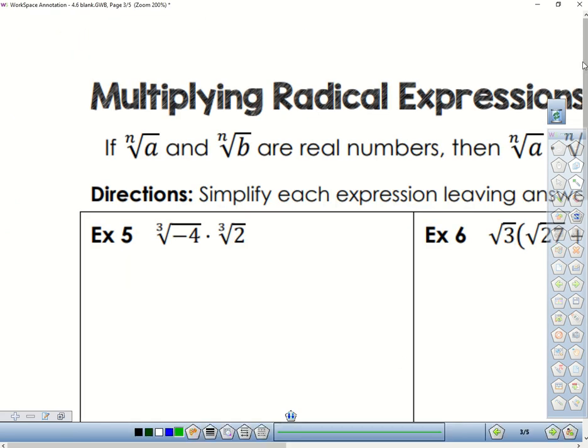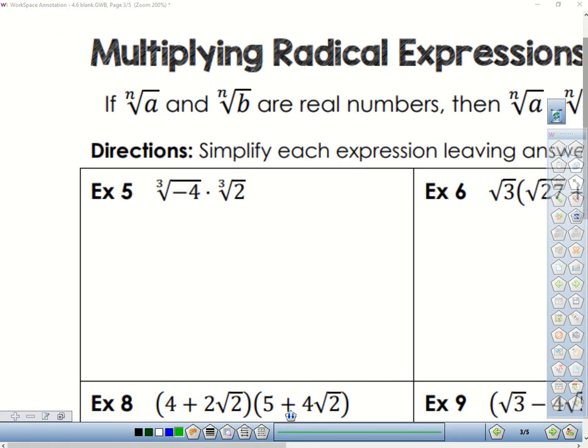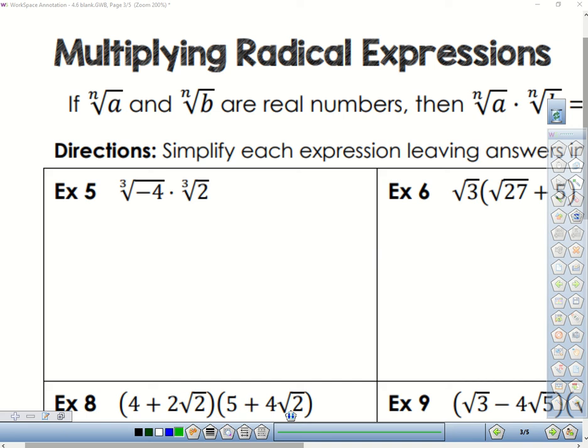So the next thing we're going to talk about is multiplying radical expressions. In math, when you're doing an operation, do two terms have to be like terms to multiply them? No. They only have to be like terms to add or subtract them. Multiplication and division, you can definitely do with terms that are not like. So keep in mind you can multiply things that don't have the same term.